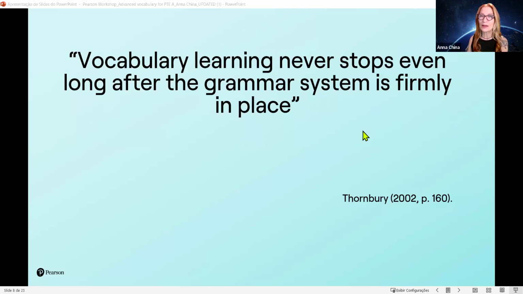So even when you feel that you have a certain level of grammar, that you can write, read, and speak well, it's a long-term and continuous process. We never stop. And I'm sure that all of you, at some point when you need to, reach out to those antonym and synonym dictionaries online.